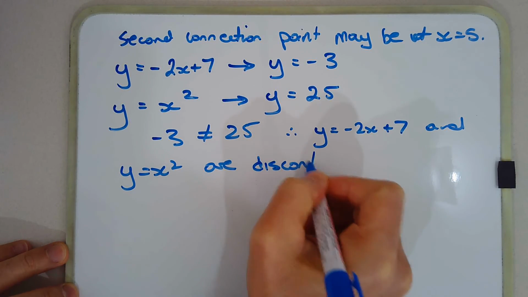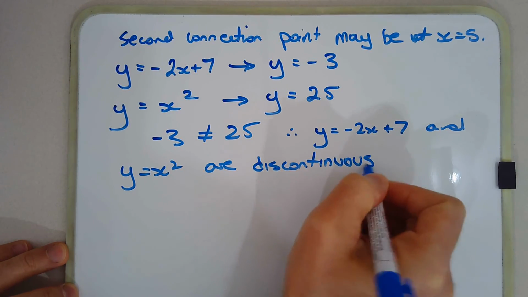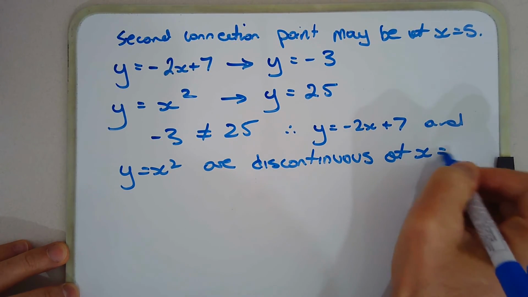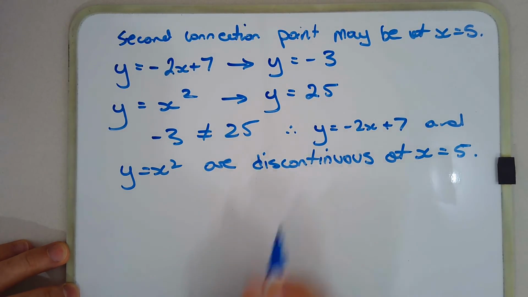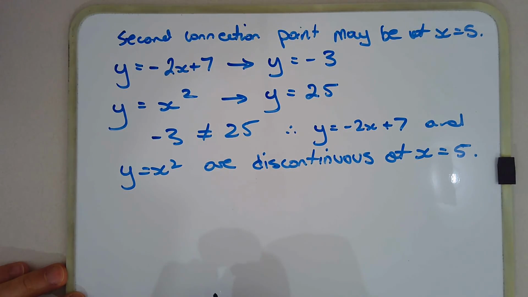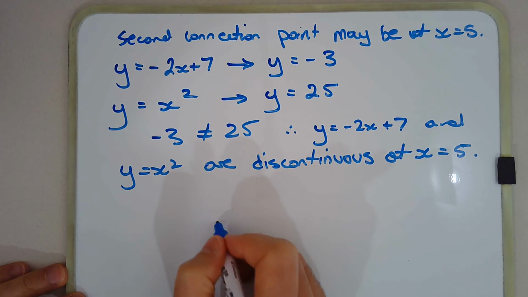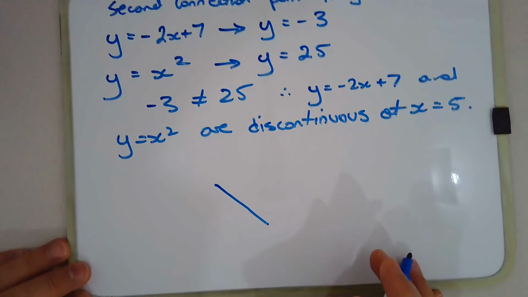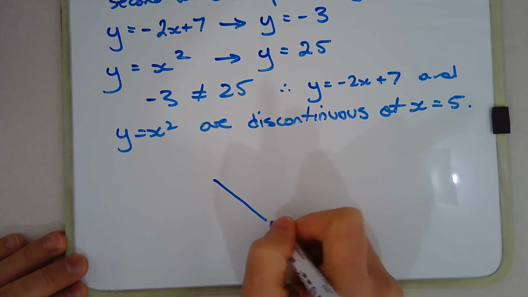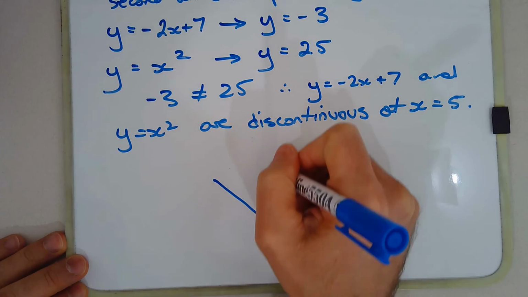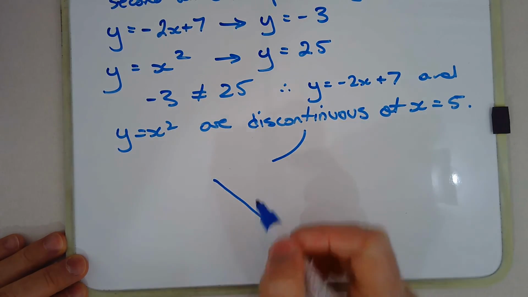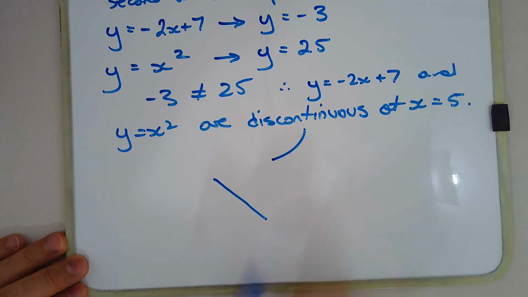At x equals 5, there would be a clear gap. So negative 2x plus 7 would be a function that does that, and the parabola is way up here, and will do something like that. And so this would be your discontinuity.